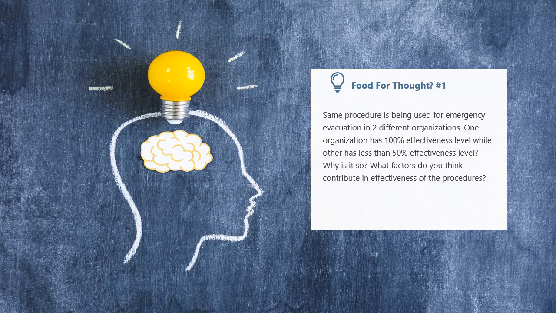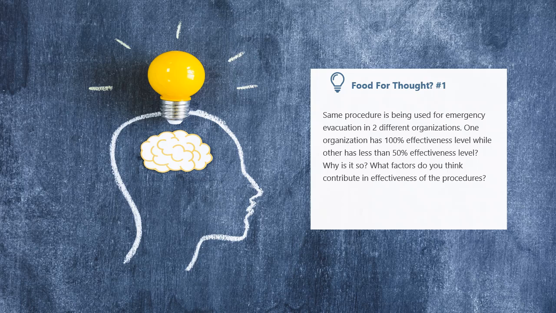So here is your first food for thought. The same procedure is being used for emergency evacuation in two different organizations. One organization has a 100% effectiveness level, while the other has less than 50% effectiveness level. Why is it so? What factors do you think contribute to the effectiveness of the procedure? Pause this slide and think of the answer before I explain.